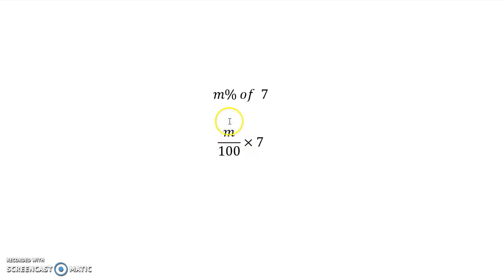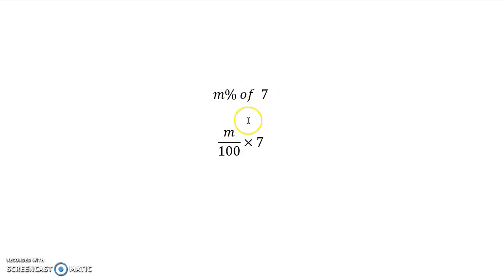M over 100 is exactly the same as m%. Of is exactly the same as times. Times is exactly the same as of. These are the same thing. And of course, 7 is the same as 7. This statement here is exactly identical to this statement here.